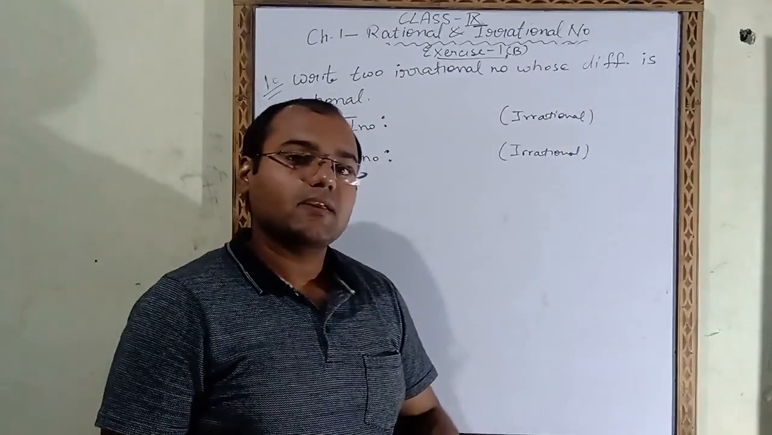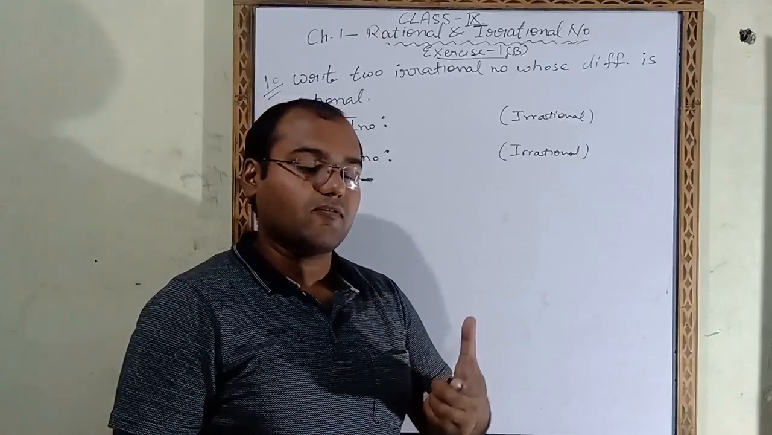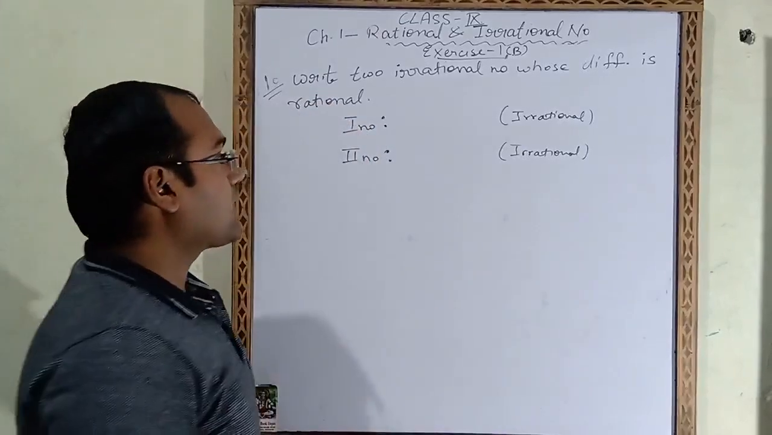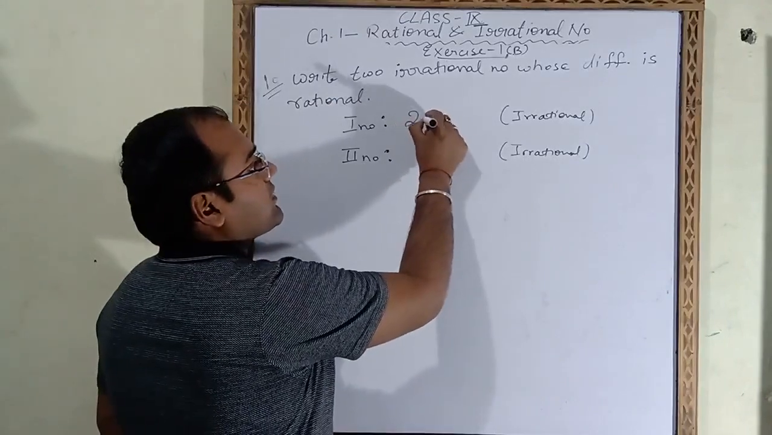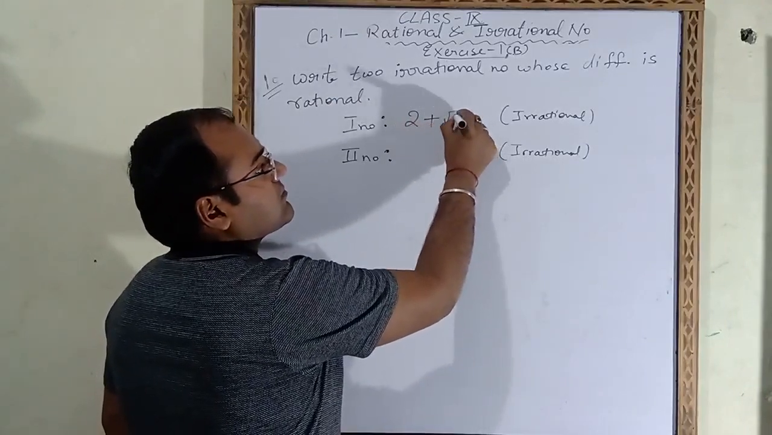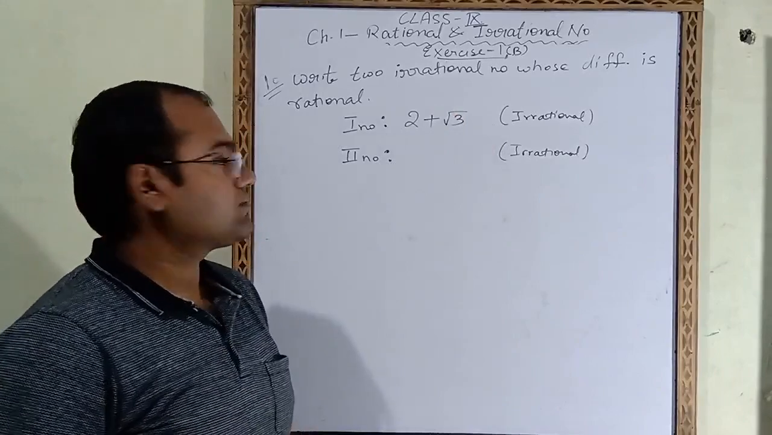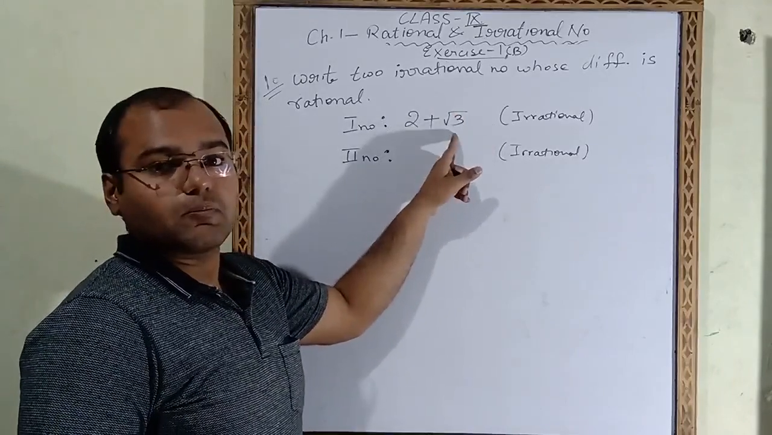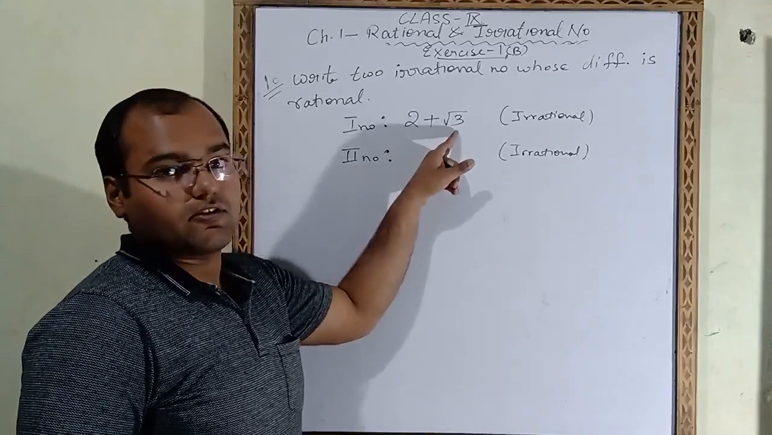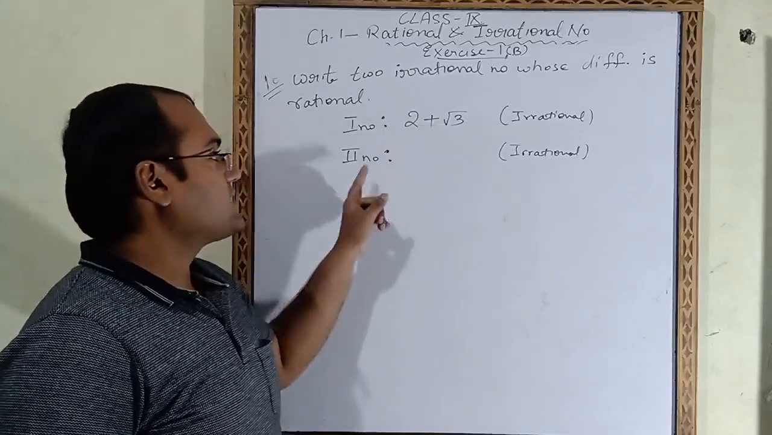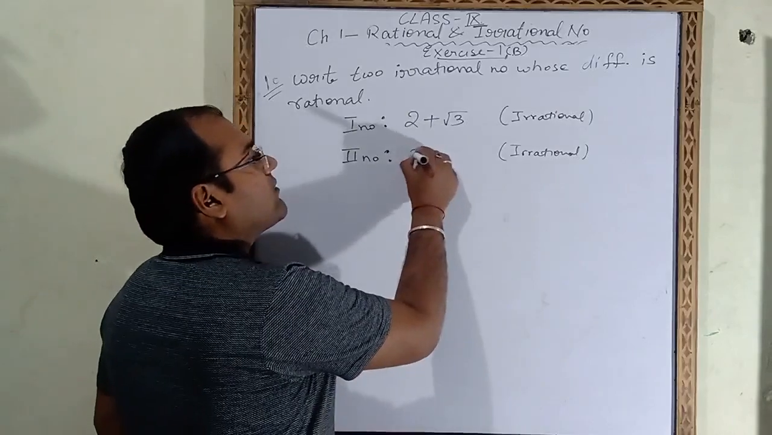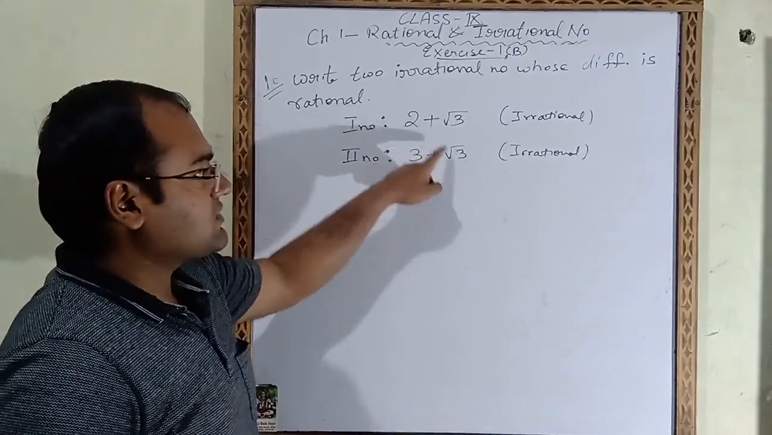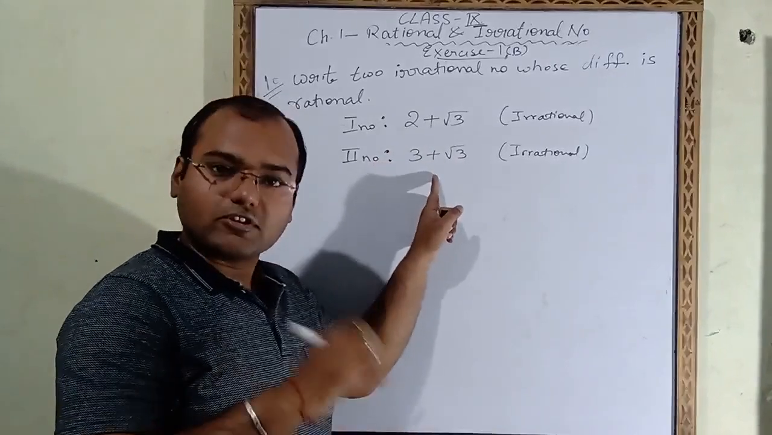Rational means root 5 or root 3 should not be there in the answer. So what we will do, here we will take 2 plus root 3. This is an irrational number. Why is it irrational? Because root 3 is coming and root 3 is an irrational number. Second number, we will take the same sign. Root 3 is having positive sign. Here also we will take positive sign.